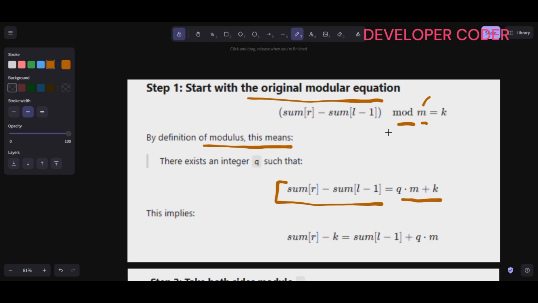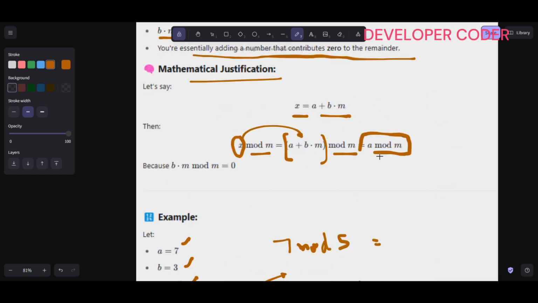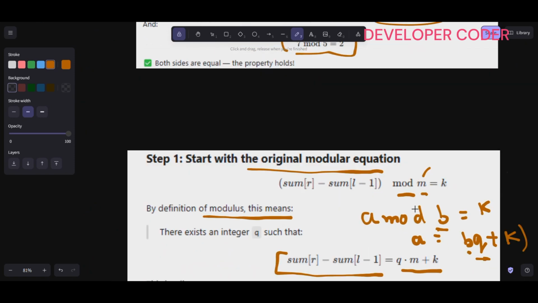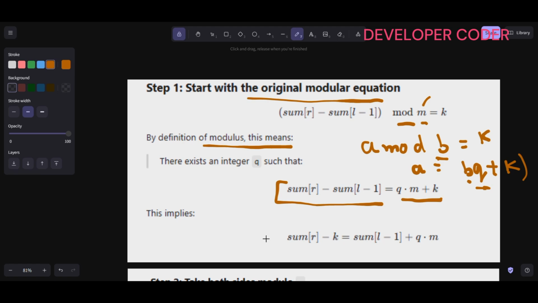So what is the formula that I'm using? A mod B equal to K, so I can write it like this: A is equal to B Q plus K. Here Q is the extra quotient, and this B is coming from here, which is nothing but the divisor. So this formula, A mod B is equal to R, I'm using A is equal to BQ plus R. Done.